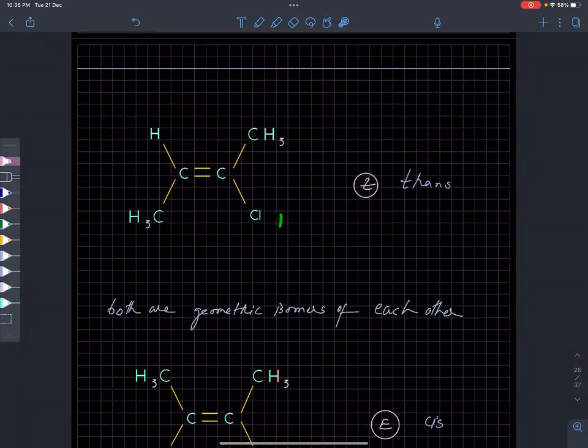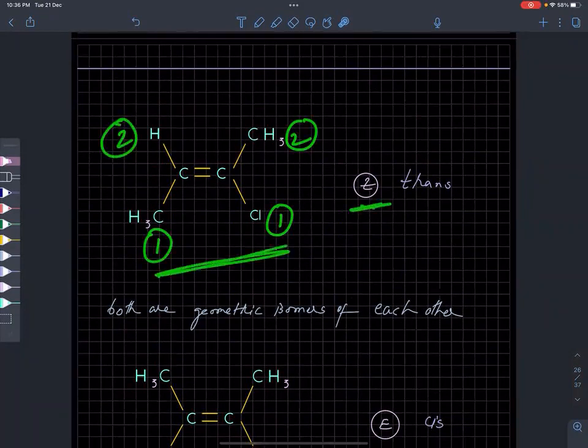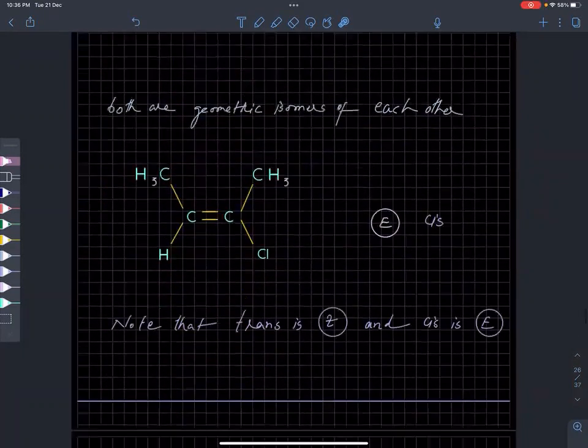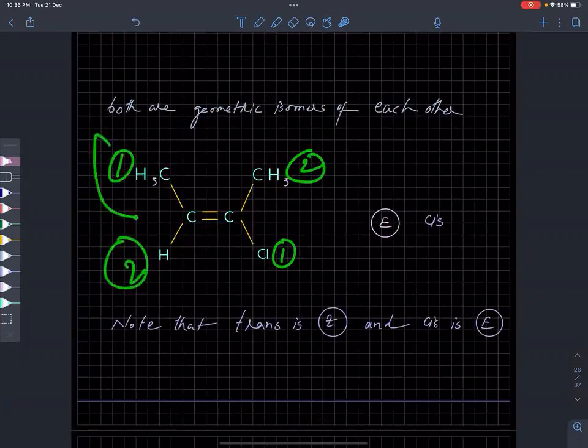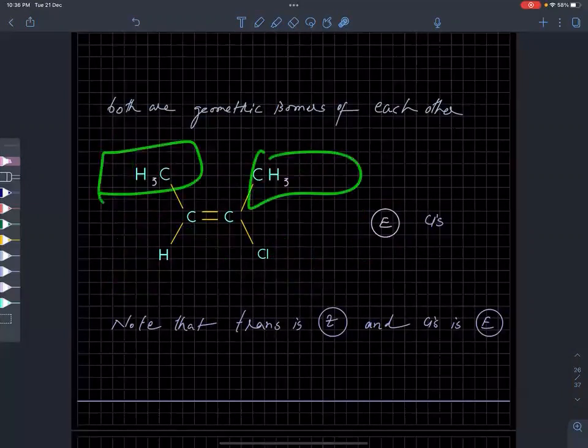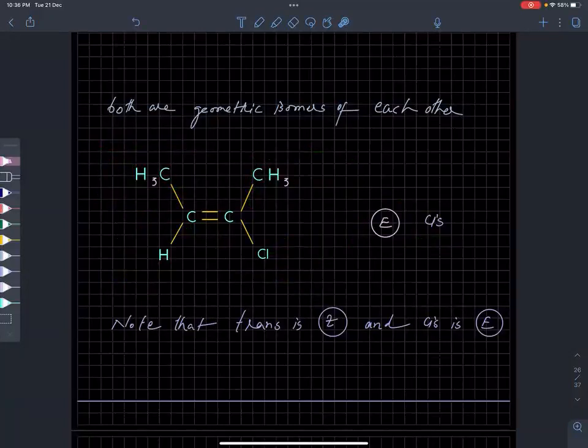What about this? Trans and Z. Number 1, number 2. Number 1, number 2. So this is Z. And the same groups are on the opposite side, that's why it is trans. Clear? What about this? Number 1, number 2. Cis and E. So this is E. But the same groups are on the same side, that's why it is cis. Clear?